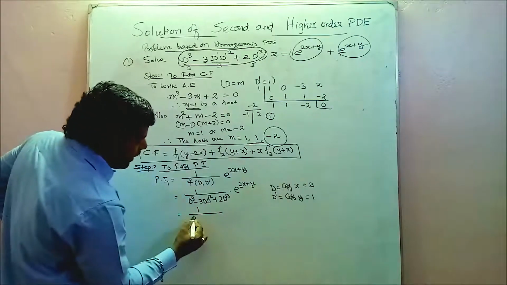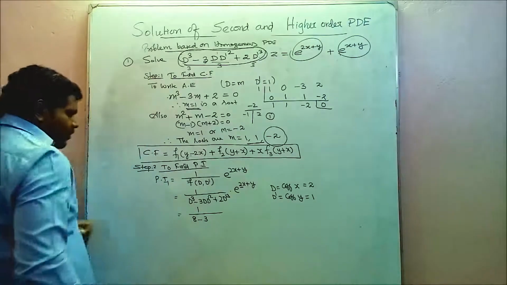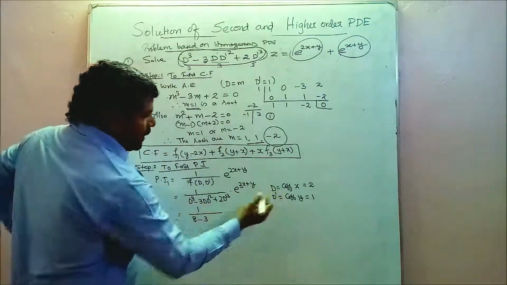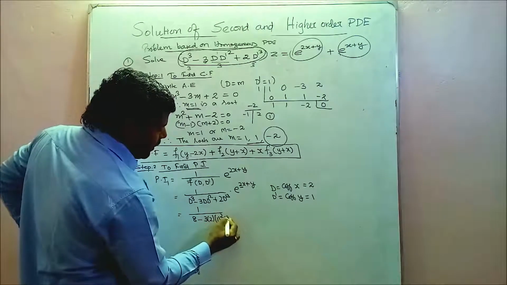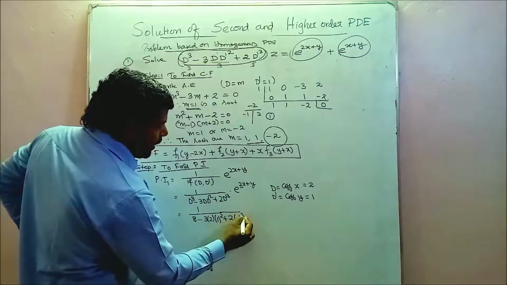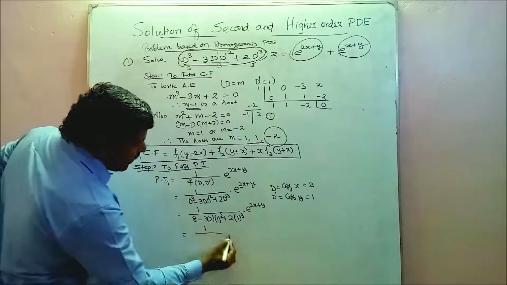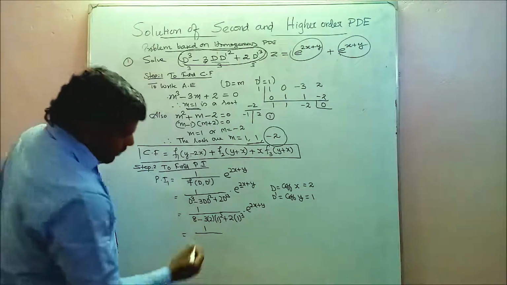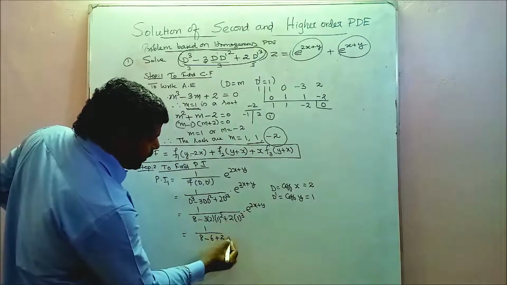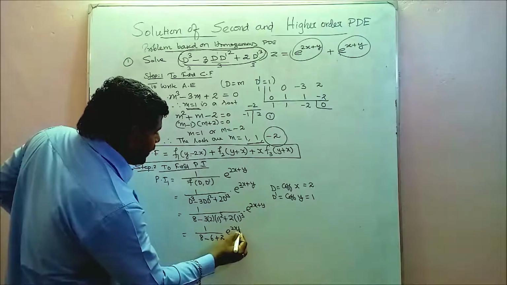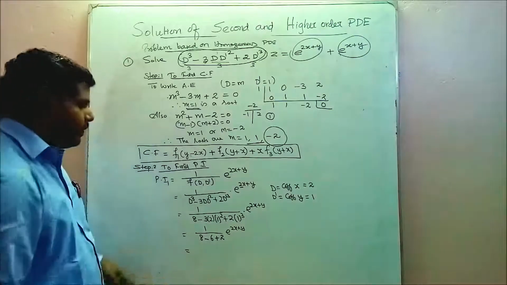So 2 cube is 8, minus 3 into, in place of d put 2, d dash square is 1 square, plus 2 into d dash cube, that is 1 cube, e power 2x plus y. Simplify the denominator: 8 minus 6 plus 2. So we get e power 2x plus y over the denominator.